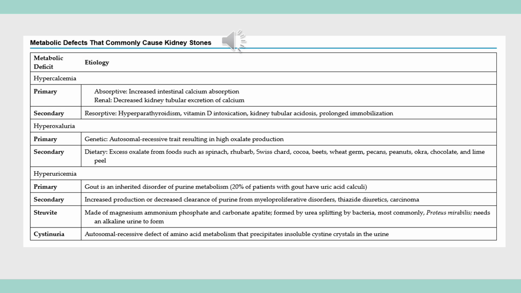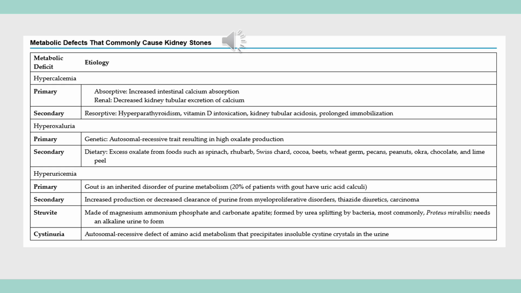So this table does a good job of summarizing the metabolic defects that can contribute to the formation of kidney stones, and it's categorized by primary and secondary causes. So we're going to start with hypercalcemia. So a primary cause is increased intestinal calcium absorption or decreased renal excretion of calcium. Secondary causes of hypercalcemia include things like hyperparathyroidism, vitamin D intoxication, kidney tubular acidosis, or prolonged immobilization.